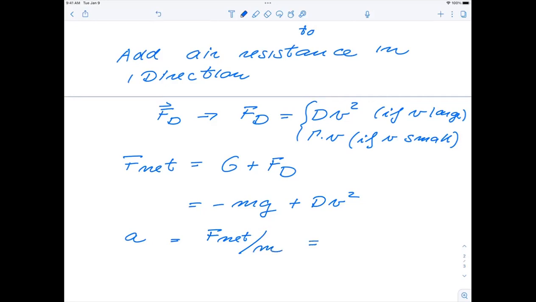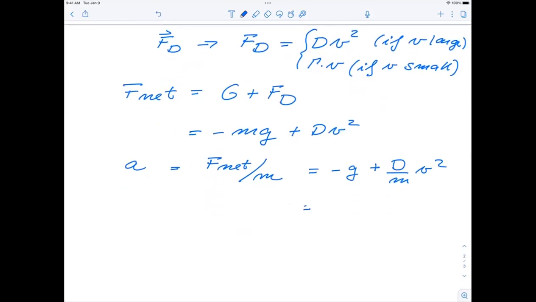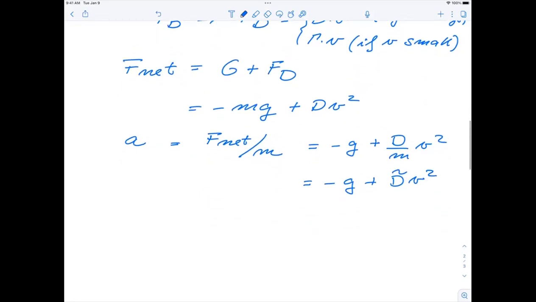So we are going to get something which goes like minus g plus d divided by m times v squared. And now I'm simply going to relabel d divided by m with a d tilde with a v squared. So this d tilde is the original constant d divided by m. Now, the next thing which we will do is that we know that this acceleration is equal to dv over dt. And this allows us now to rewrite everything.